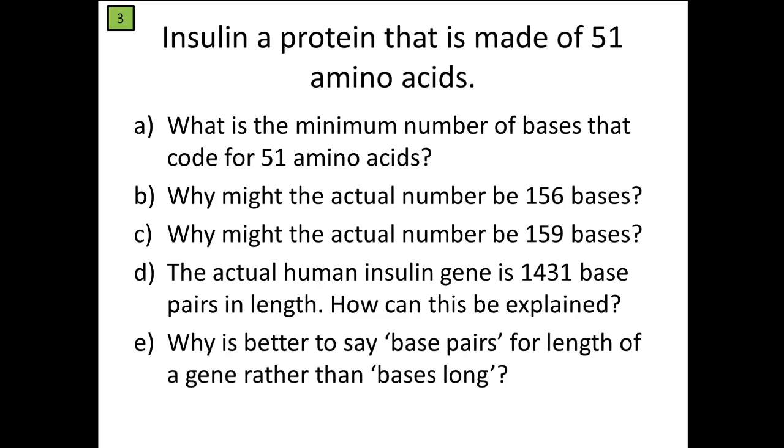And then why is it better to say base pairs for length of a gene rather than bases long? Well, bases long is vague, isn't it? If I'm talking about a gene, genes are double-stranded DNA. If I talk about how many bases long it is, am I talking about just one strand of DNA? Or am I counting both of them? It would lead to misinterpretation. Some people might think it's 100 length-wise, or some might say it's 50 because there's 2 bases for every unit length of DNA. So it's better to talk about base pairs.